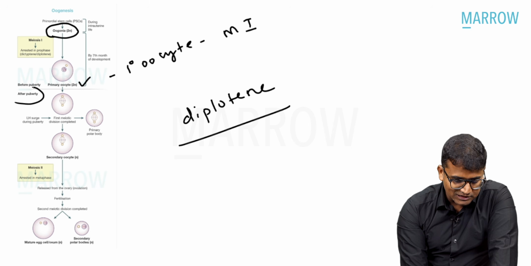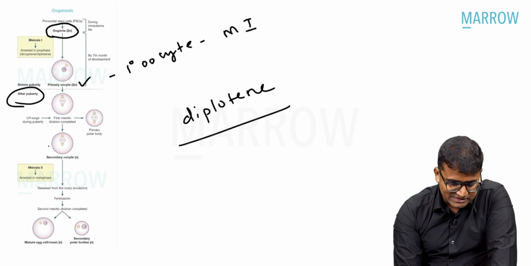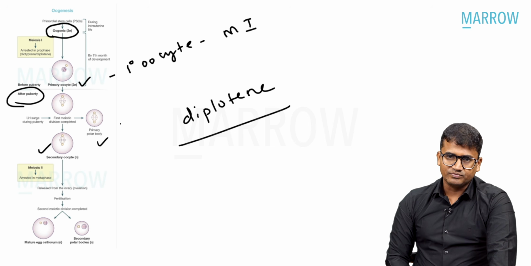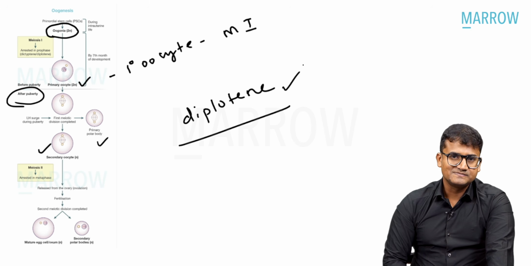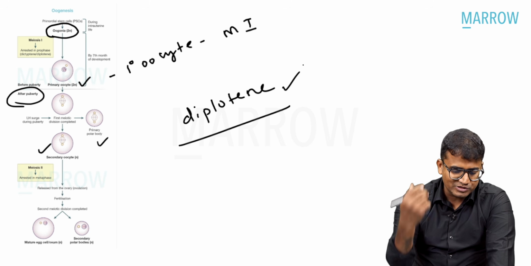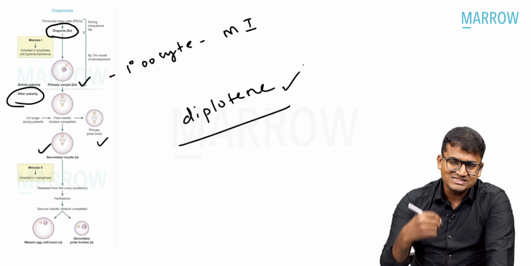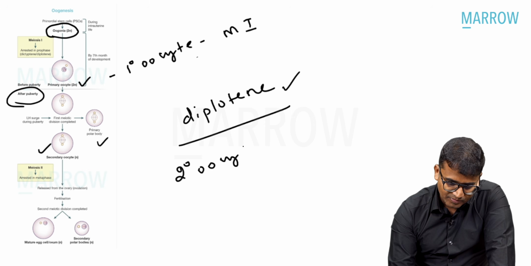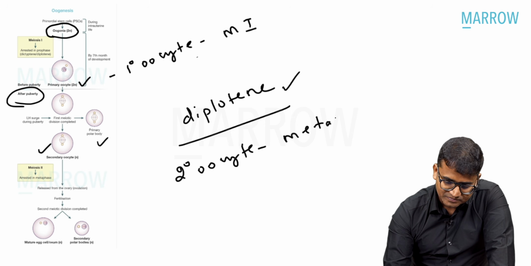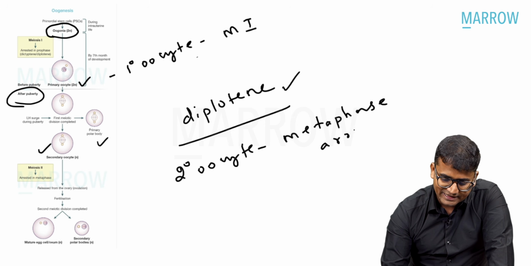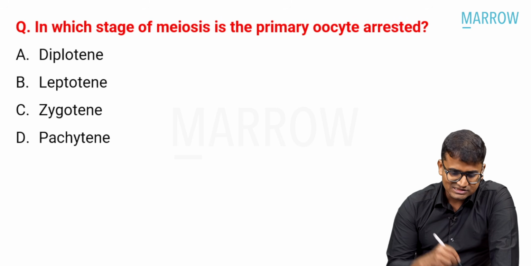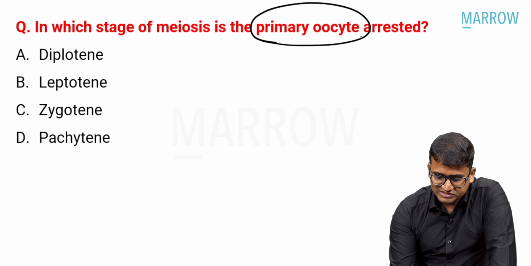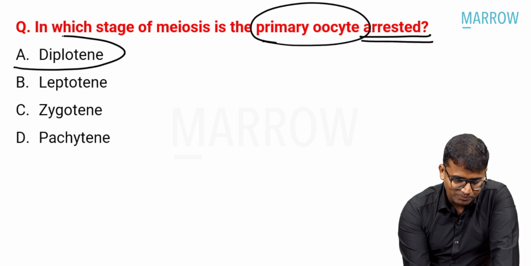After puberty, meiosis resumes and in turn forms the secondary oocyte and first polar body. So the primary oocyte at birth is present in the diplotene phase. Now, the secondary oocyte enters meiosis 2 and completes prophase, and is arrested in metaphase. How long? It is in metaphase arrest only for 24 hours. So, please do not forget. Now, what is the answer for this question? They are asking in which stage the primary oocyte is arrested. It is arrested in the diplotene phase.